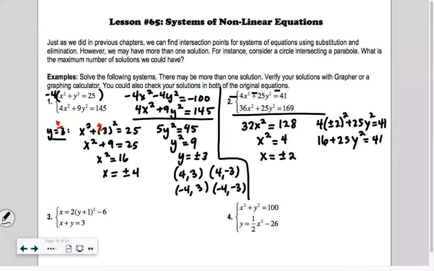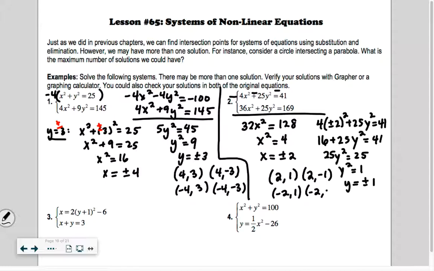Can you guys already tell what it is without doing any work? Okay, so subtract the 16 over. 25y squared is equal to 25 now. Can you tell what it is? Divide by 25, so I get 1. So I get y is equal to plus or minus 1. So my answers are (2, 1), (2, -1), (-2, 1), and (-2, -1).